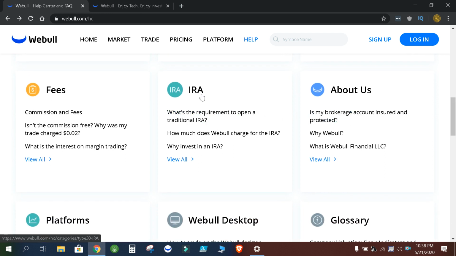IRA. I'm not going to touch a lot on the IRA. I'm kind of going to go over this one, but for all of you that aren't familiar with this, this is basically an individual retirement account. This is basically for people who don't have a 401k through their business.